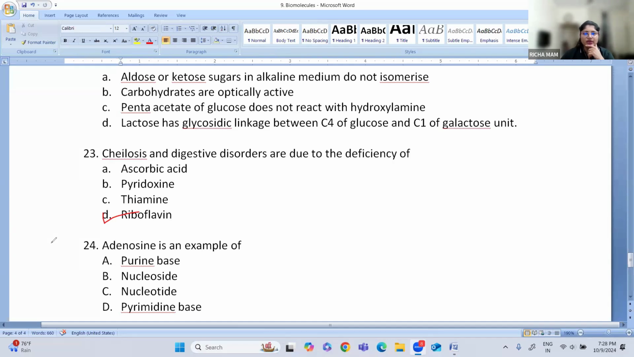So these were the questions. If you have some more, if you have any book, you can solve from previous questions. Solve the questions from biomolecules.